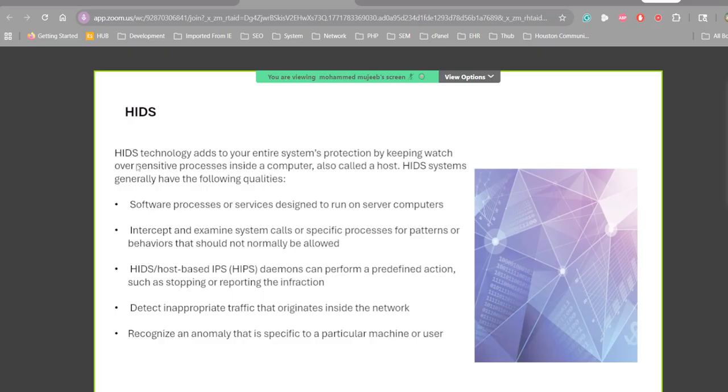HIDS, host IDS technology, adds to the entire system protection by watching over sensitive processes inside a computer, also called a host.